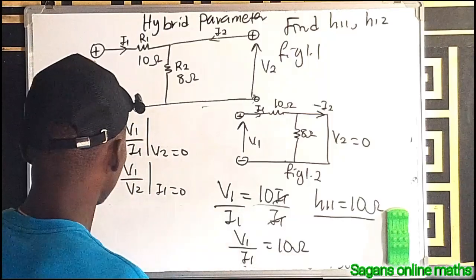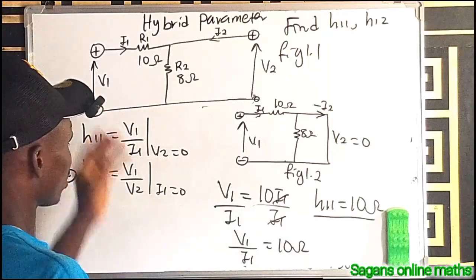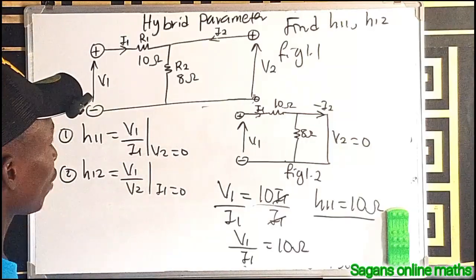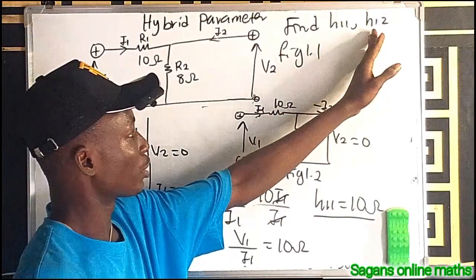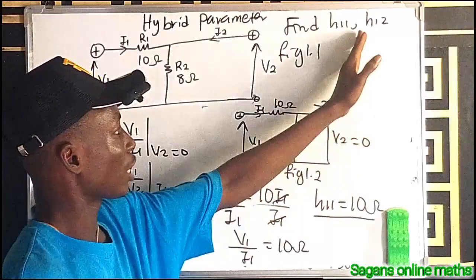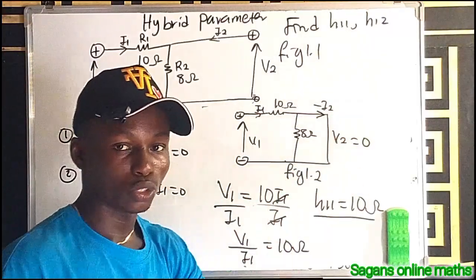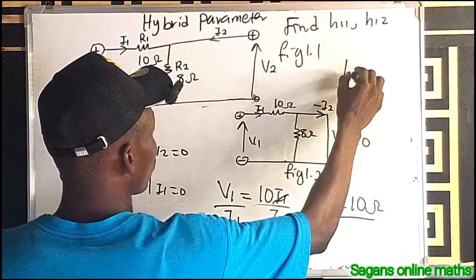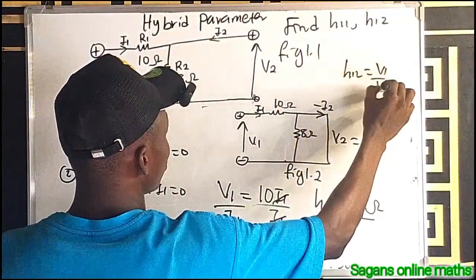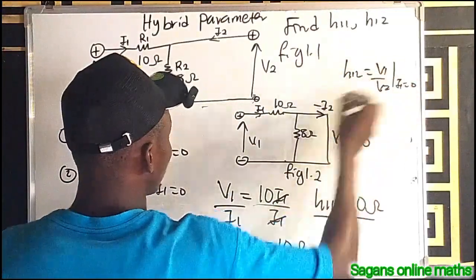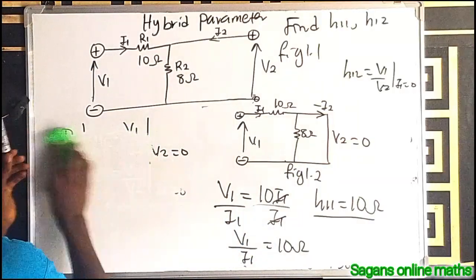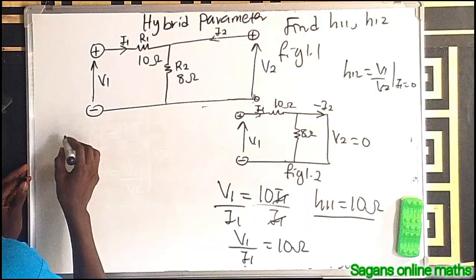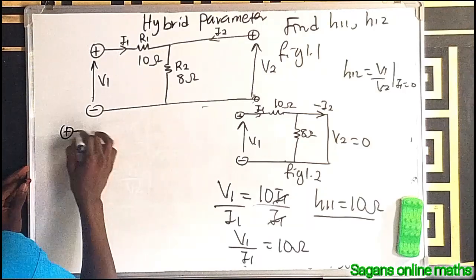That's amazing. Now let's answer the second one, which is our h₁₂. Our h₁₂ is the open circuit reverse voltage gain ratio. The previous one was the short circuit. So let me write that h₁₂ is equal to V1 over V2, where I1 is equal to 0. So I'm going to draw the circuit here. Let me remove this from here.